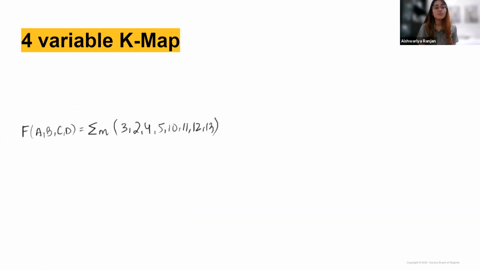Now this is a 4-variable Kmap example. You could see that because the question has 4 variables over here. And again, you want to find the minimum sum of products. So I'll give you 2 minutes for this.